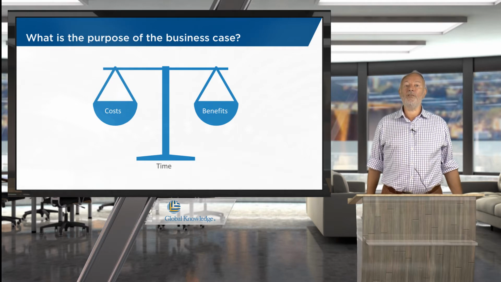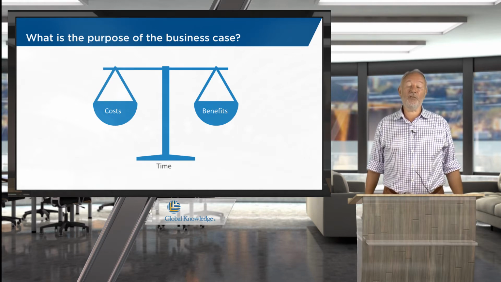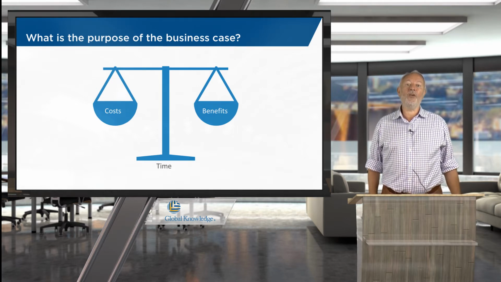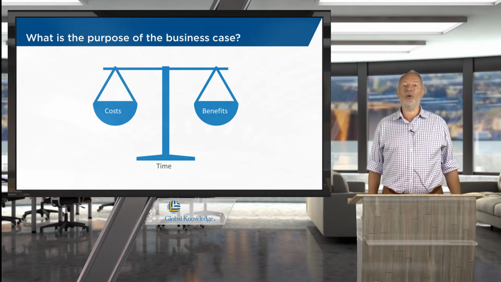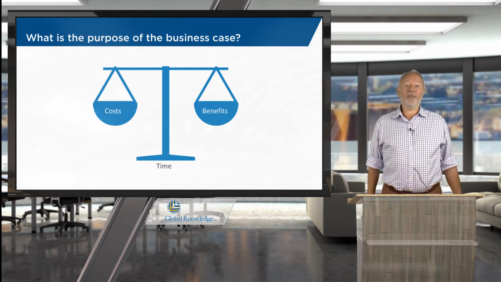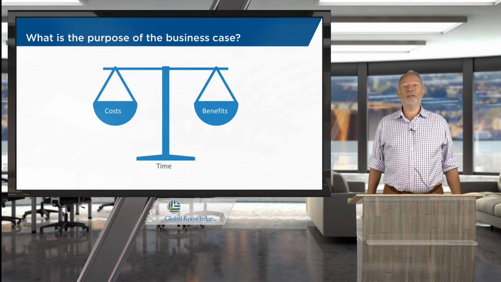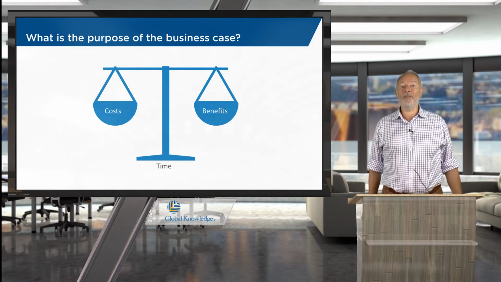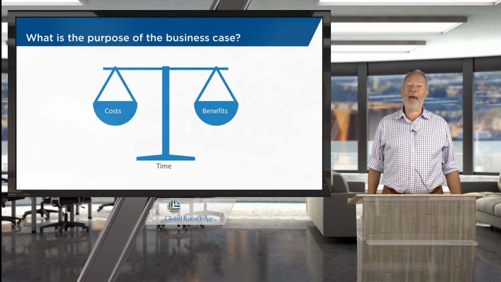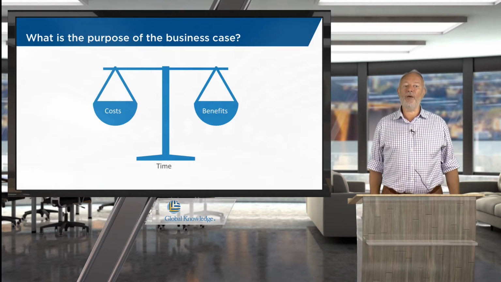The main areas of interest are going to be, of course, the benefits. So what's going to be better for the organisation as a result of delivering the project's product. We're going to have to balance those benefits against the costs. How much is it going to cost to deliver? We're also going to have to consider when are we going to get those benefits and when are we going to have to pay those costs. And that may have an influence on whether we feel that this project is viable.